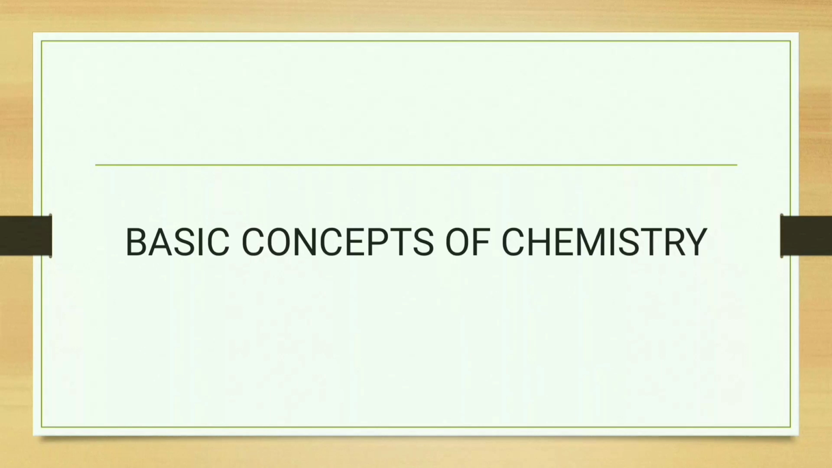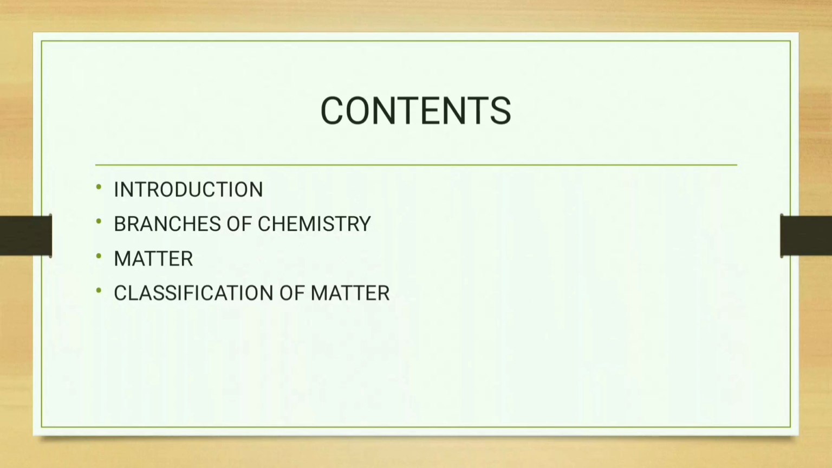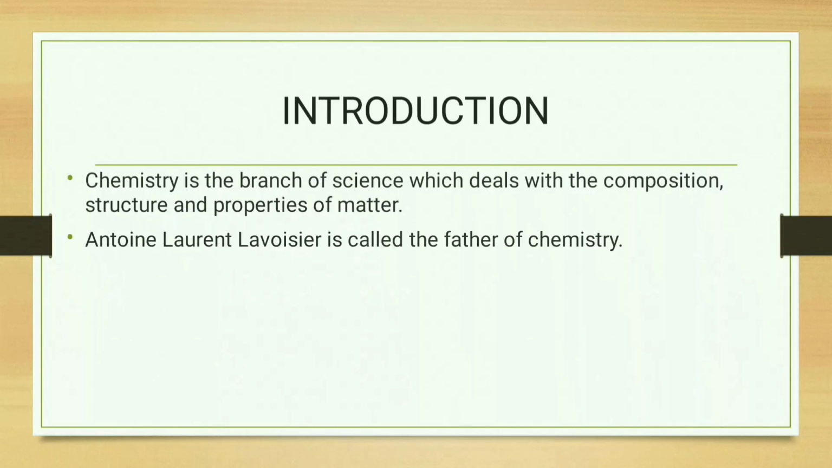Now coming back to our topic, we are starting with basic concepts of chemistry. So we have introduction, branches of chemistry, matter and classification of matter. The second part will study the remaining chapter. Then we have introduction. Chemistry is the branch that deals with composition, structure and properties of matter.